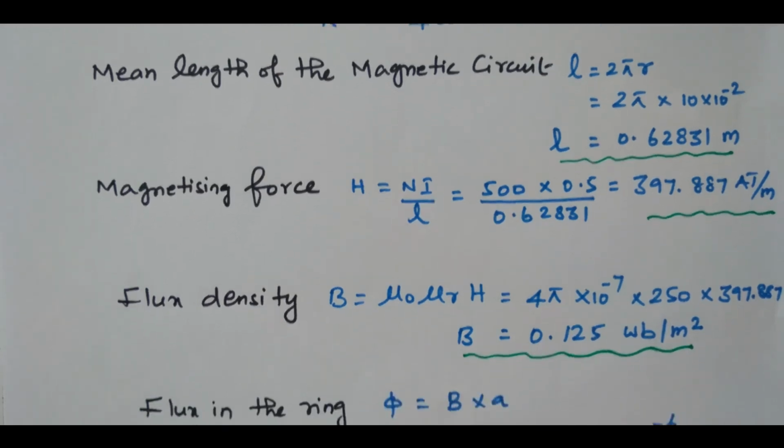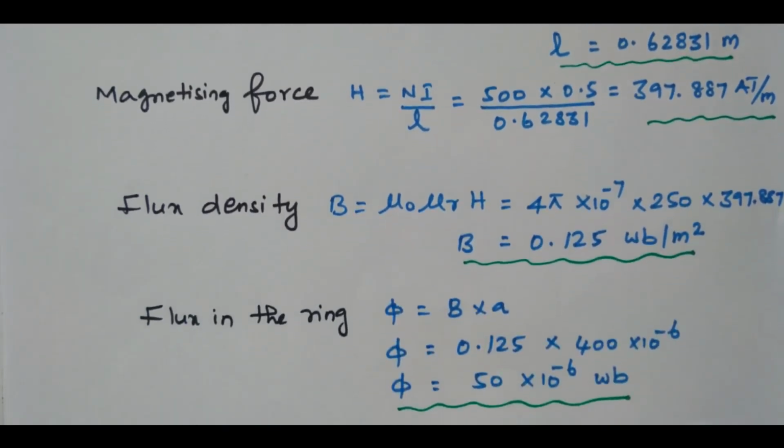From the flux density, we can find the flux in the magnetic circuit. B equal to phi by A, so phi equal to B into A. This B is calculated as 0.125 Weber per meter square, and the area is given as 400 millimeter square, that is 400 into 10 to the power minus 6 meter square. By simplifying, we got 50 into 10 to the power minus 6 Weber, or we can take it as 50 micro Weber. So we calculated the flux in the ring.